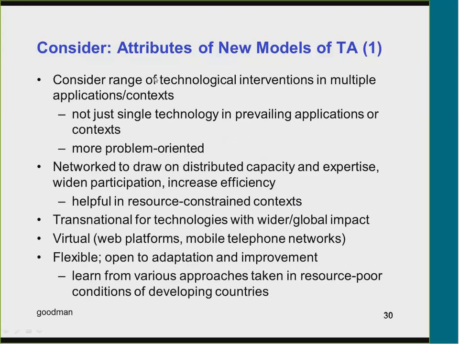Next, do consider the range of technological interventions in multiple applications or contexts. Sometimes TA goes off on too narrow a road with just a single technology in a set of prevailing applications or contexts. It should be more problem-oriented as opposed to single technology, more problem-oriented in multiple applications or contexts. The process should be networked to draw on distributed capacity and expertise, widen participation, and increase efficiency.